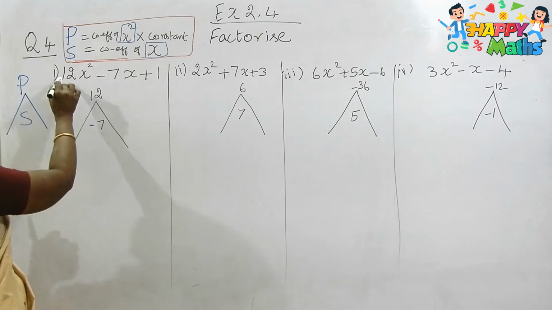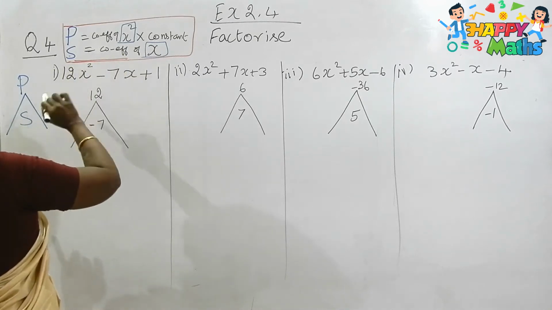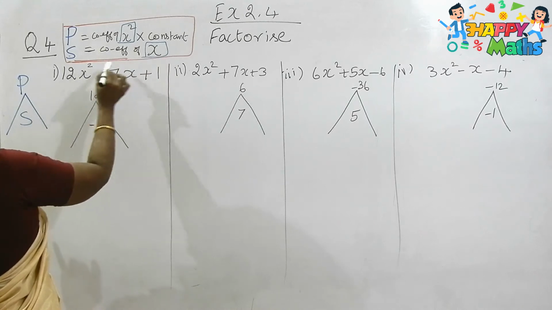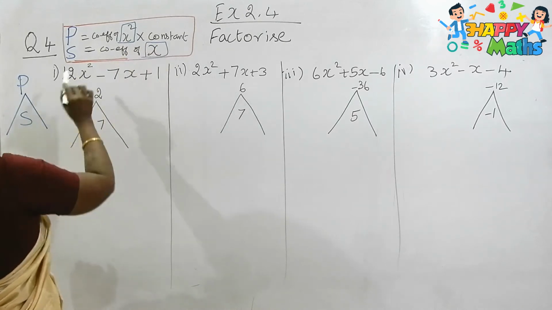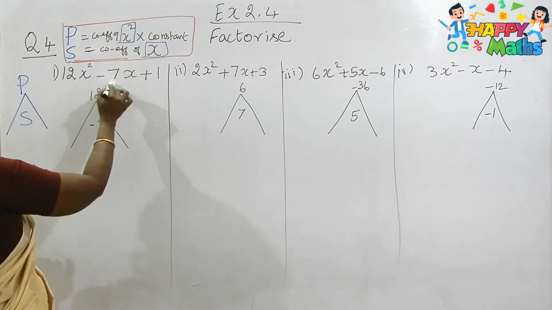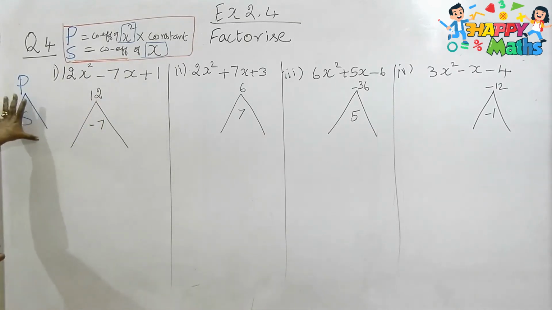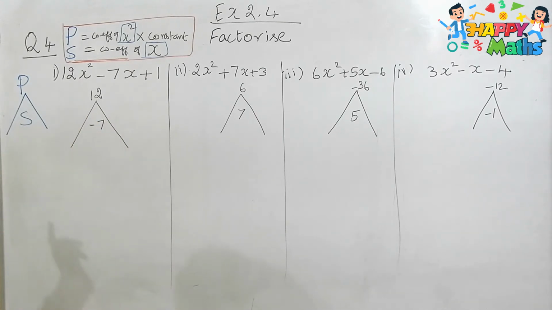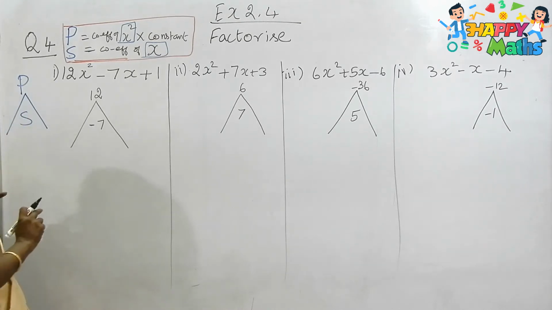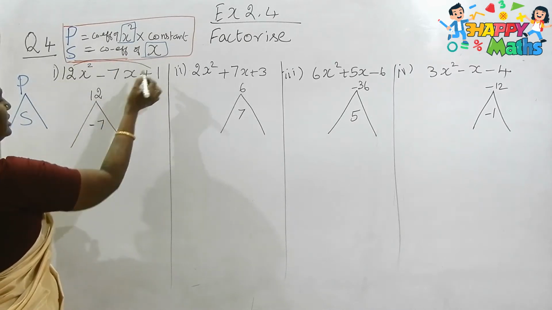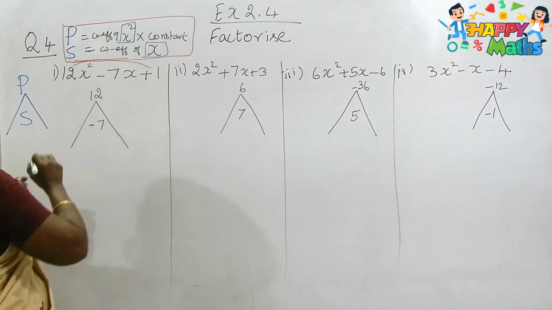Now we have to take it as a product and sum. What is product? Product means the coefficient of x square multiplied with the constant term. What is sum? Sum means the coefficient of x. With the help of these two only, I am going to factorize this. For example, here I must write the product at the top and the sum at the center. What is the product? 12 into 1 is 12, and the sum is minus 7.